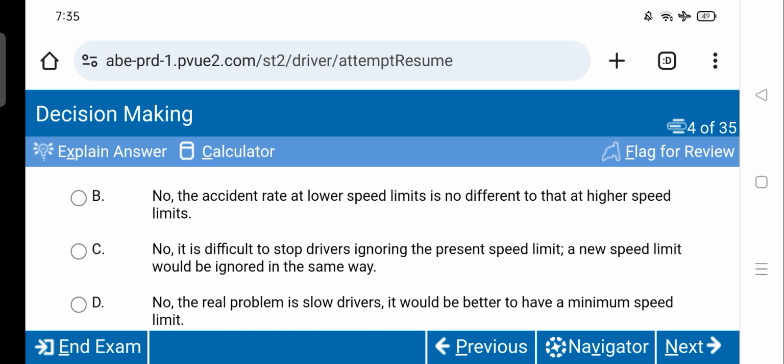Option C. No, it is difficult to stop drivers ignoring the present speed limit. A new speed limit would be ignored in the same way. Option D. No, the real problem is slow drivers. It would be better to have a minimum speed limit.